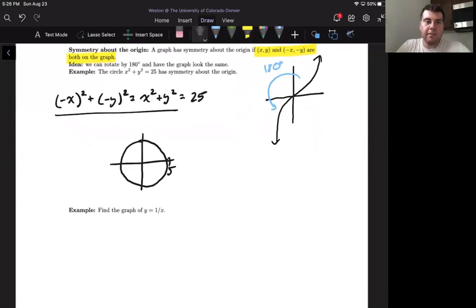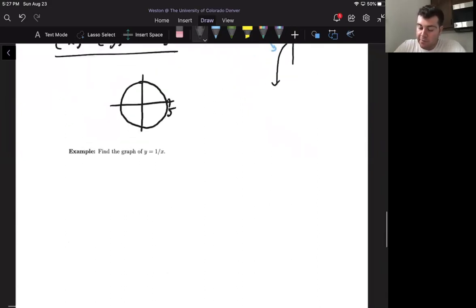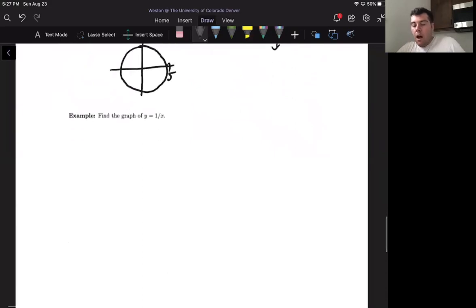And we're going to show how symmetry can help us graph by looking at the graph of y equals 1 over x. So our textbook tells us that one of the first steps we should do in graphing is to check for symmetry. So we do check for symmetry.